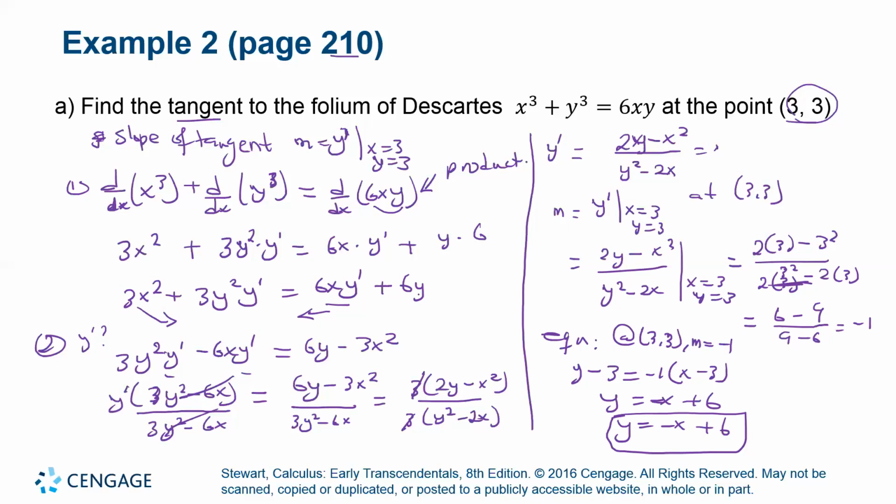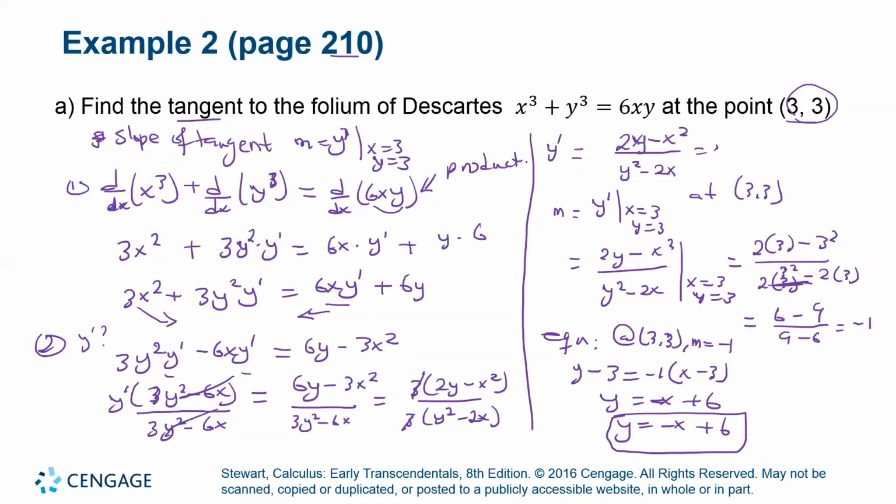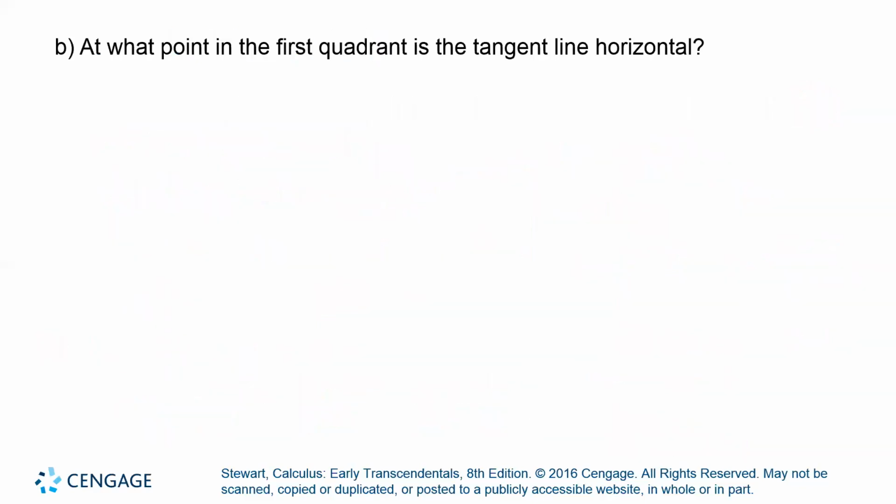Okay. So now let's go to the derivative of part A of this function. So we got that slope. The second part is that we should find a point in the first quadrant where the tangent is horizontal.